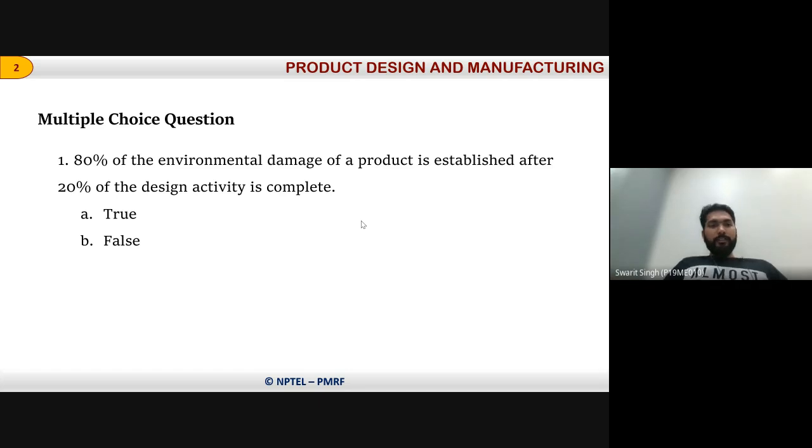Okay. So yes, if you have gone through the course content, this statement is absolutely correct, because when we are in the initial phase only, like only 20% of design activity is completed, at that stage only we have information about the environmental damage, or whatever is the effect of our product, or the things that we are using, or the process that we are using on the environment. Okay, so at the very early stage we identify the environmental damage. So this statement is correct. The answer for this question is true only.